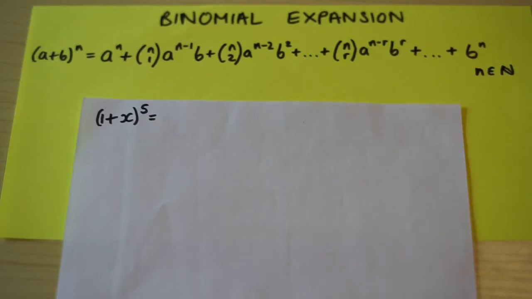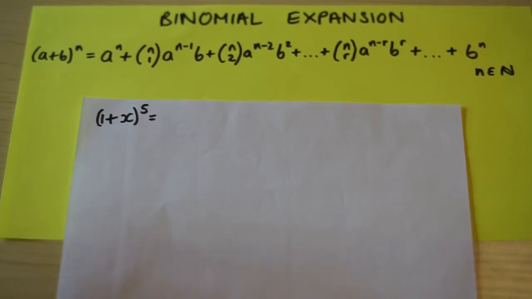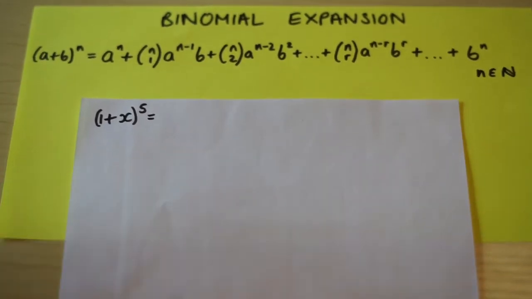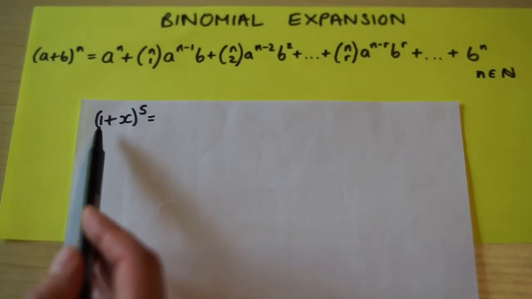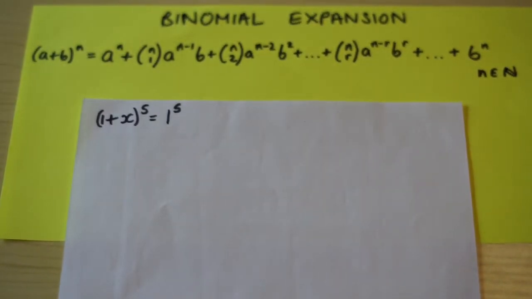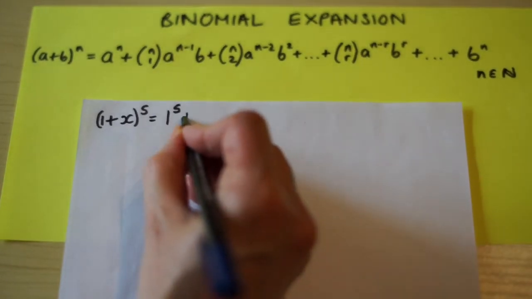So the first question we're going to do today is 1 plus x to the power 5. To expand this bracket, we just need to look to the binomial expansion. The a term in this case is 1. So even though we know that 1 to the power 5 is 1, let's put it there so we can see how it goes in all its glory.